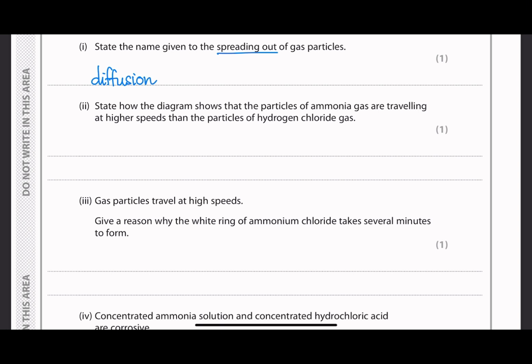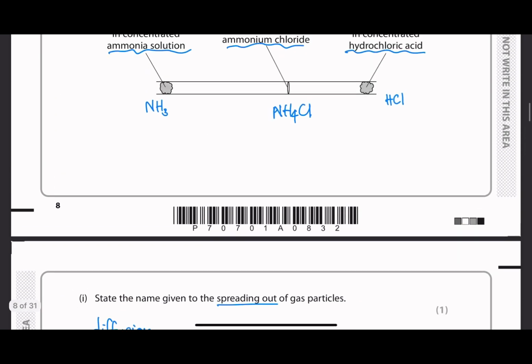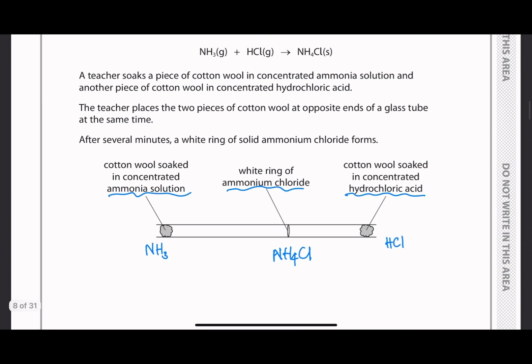Second question, they ask: state how the diagram shows the particles of ammonia gas are traveling at higher speeds. So here we can see that the distance from the ammonia solution to the ammonium chloride is longer than the distance from the hydrochloric acid to the ammonium chloride.